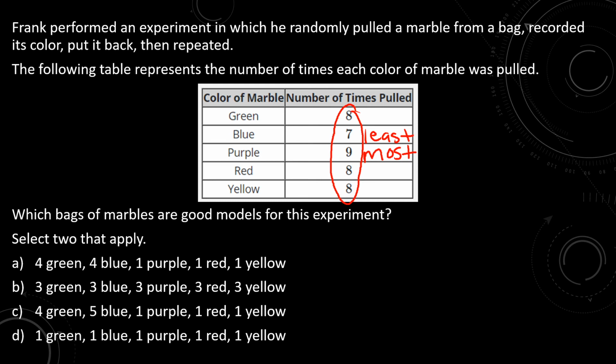So if I look at my answer choices here, B and D all have the same amount of marbles for each color in the bag, right? B has 3 green, blue, purple, red, yellow, and D has 1 of each of the colors. So because when I look at my table, all of those numbers are about the same, right? They're all around 8. That is how I came to the conclusion of there's probably the same amount of marbles for each of those colors in the bag.